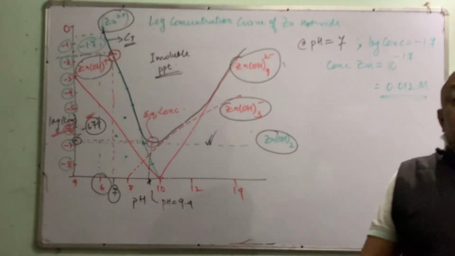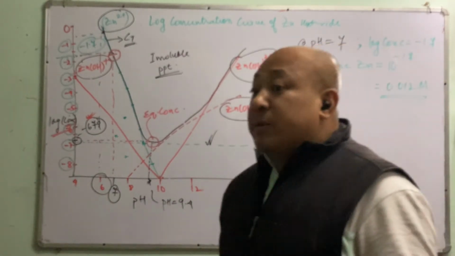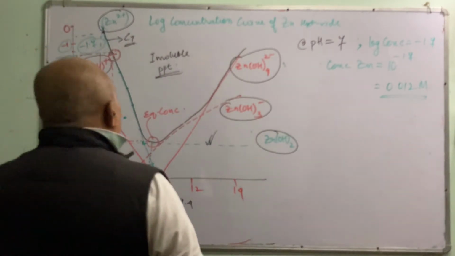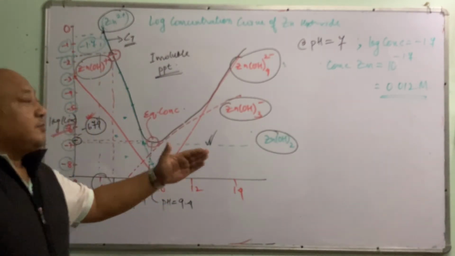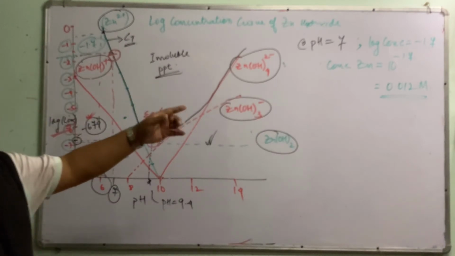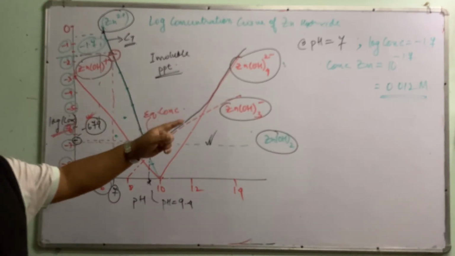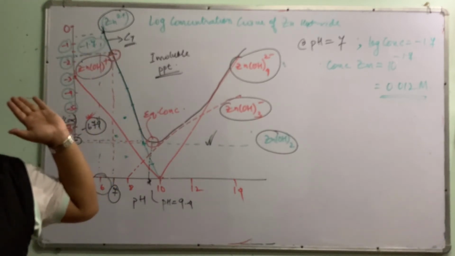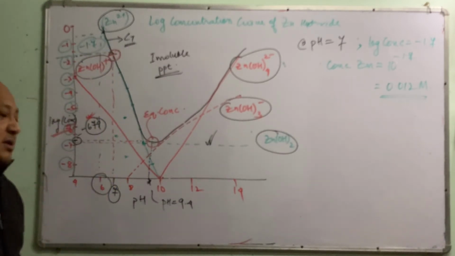Okay? But you may ask me, sir, in order to remove it, why should we increase the concentration? Right? My question is not based on that. My point is, if your concentration is higher than 0.012 moles of zinc, then it will get precipitated at pH 7. Is it okay? So that is the basic concept.